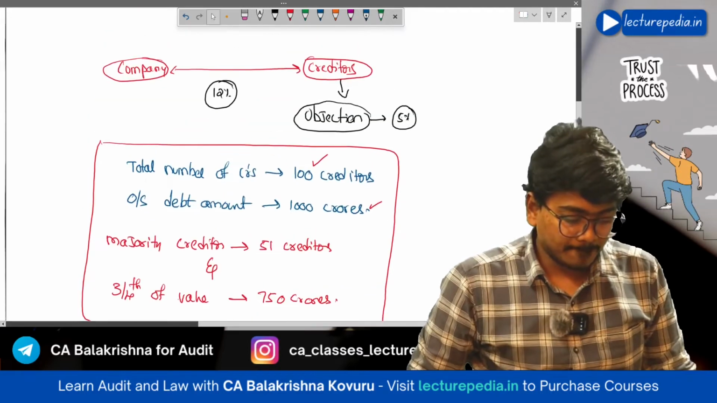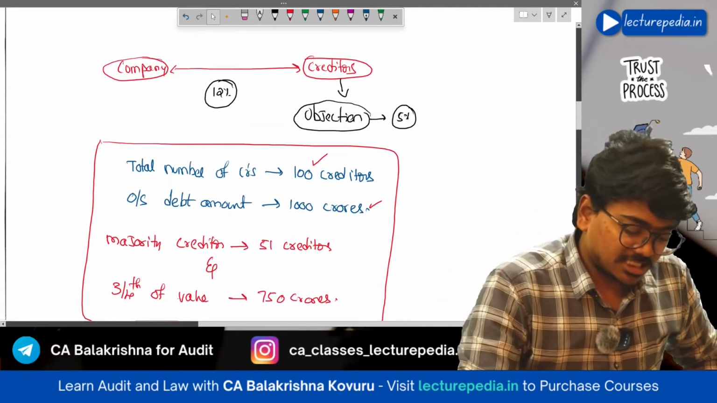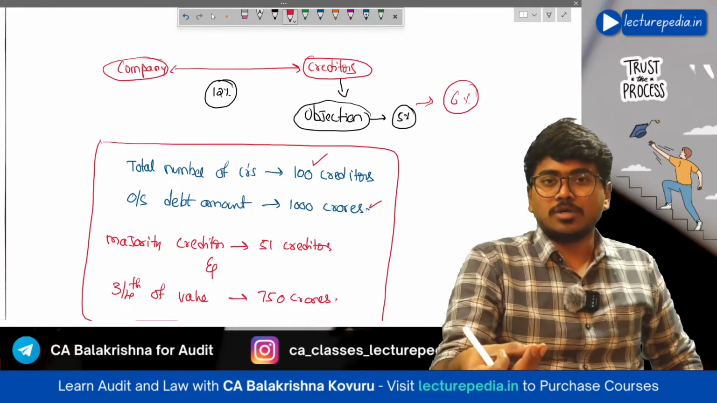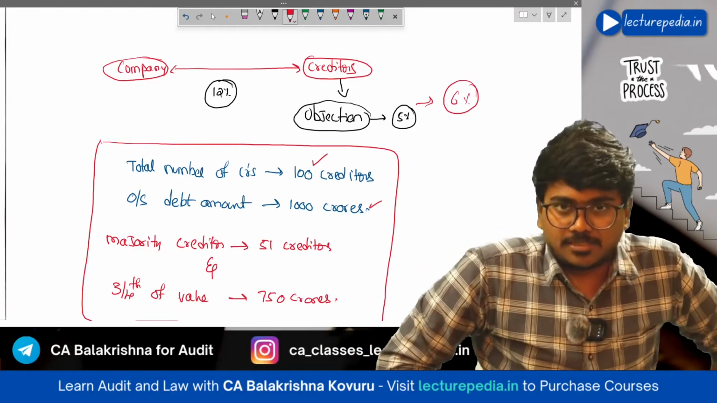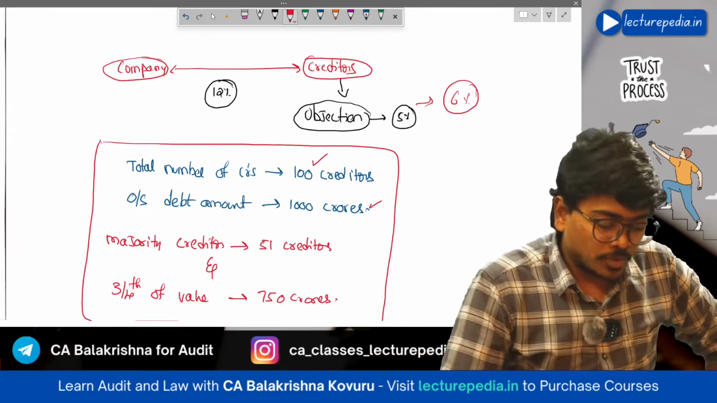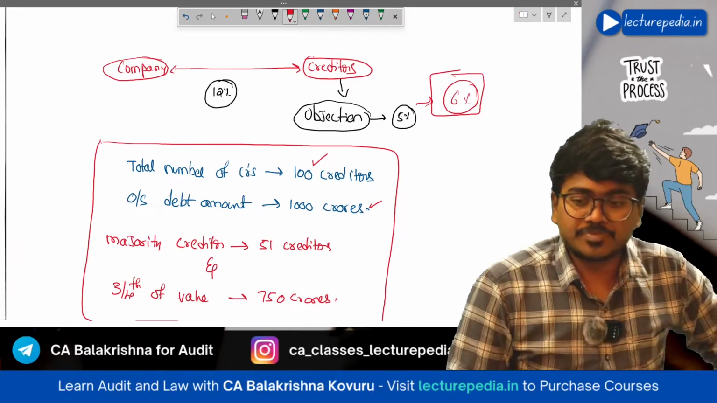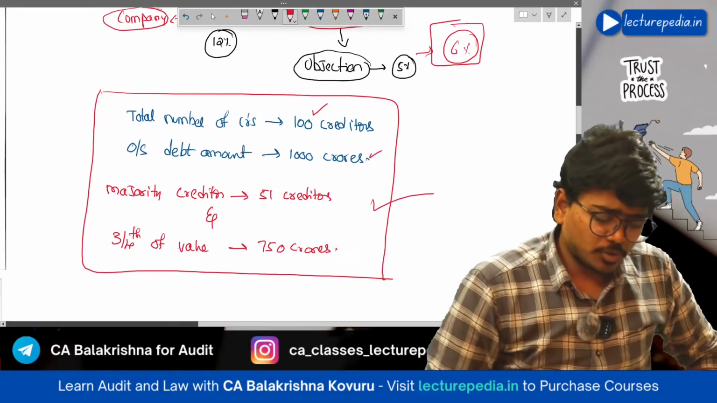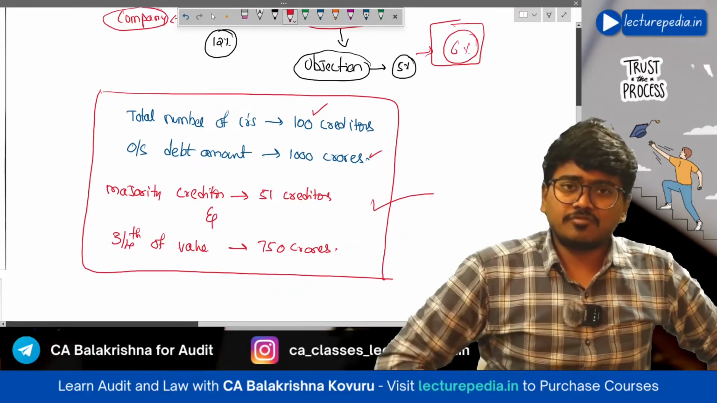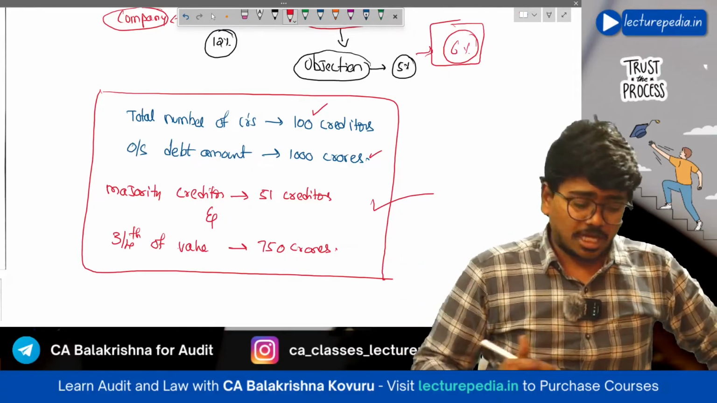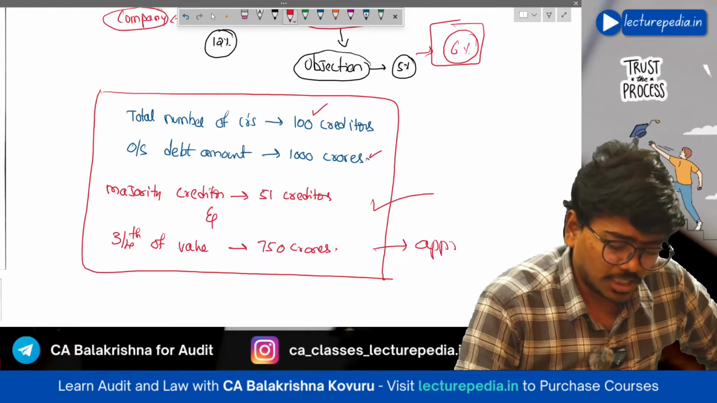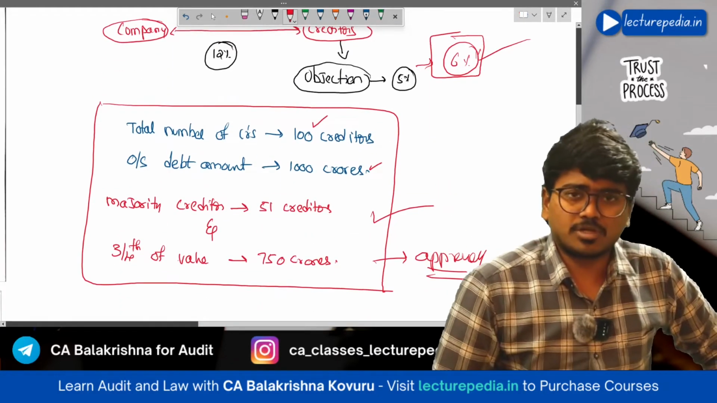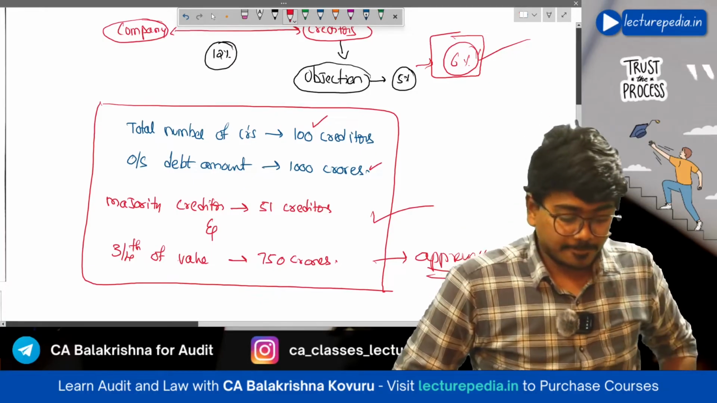Okay, but an objection has been raised by certain creditors who are holding 6% of the outstanding debt. Now in this situation, tell me whether this objection will be taken up. The answer is no, this objection will not be taken up, because the scheme has already been approved by the required number of creditors. Approval has been received already. Since approval has been received, even though objection is raised by a certain number of creditors, it will not be taken up.